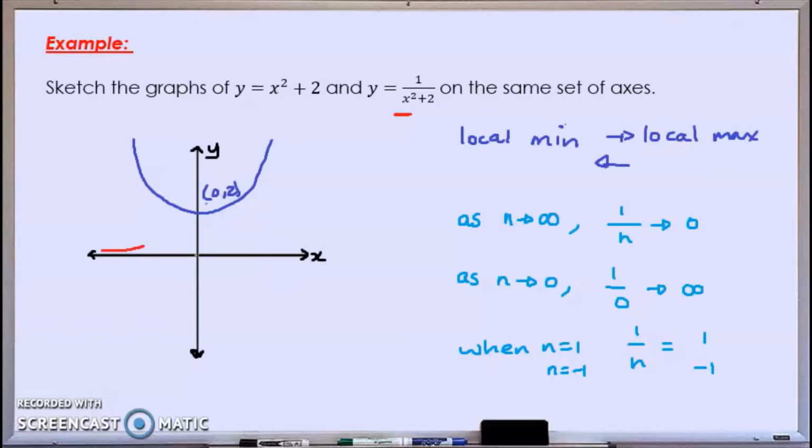So here we know we've got a local minimum at 2, which means I know my red graph is going to have a local maximum at 1 over 2, which is a half. So ultimately it's going to look like, let's try and make it a bit better than that. It's going to look like this, where there's the maximum and then it comes back down. So that's the graph of the reciprocal of this parabola. I've just tidied it up a little bit so it's smooth and it should be symmetrical on both sides of the y-axis.